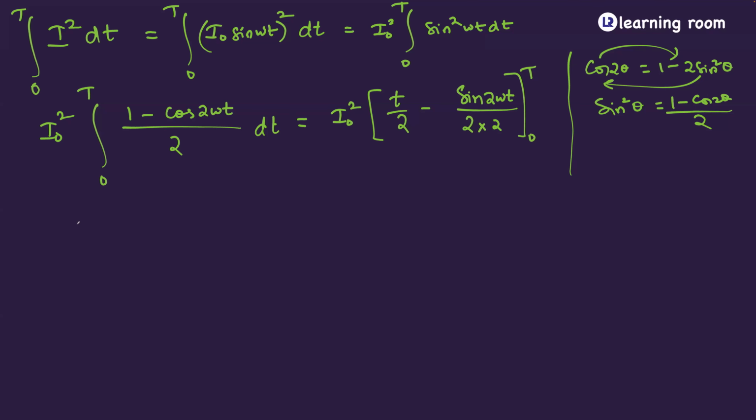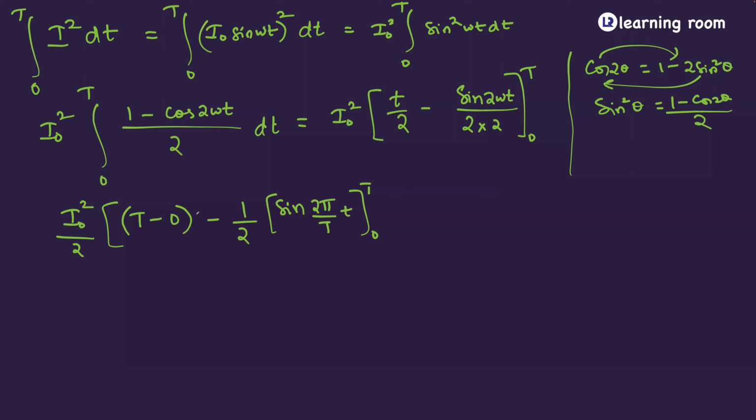Now substitute the limit. I naught square, I'll take the 2 outside. So what am I left with? I'm left with only t here. So when I have small t, substitute the upper limit. It is capital T minus the lower limit, 0. Minus, what am I left with here? 1 by 2 is left because I took only one of the 2's outside. So for sine 2 omega t between 0 to T, what should I write? Sine 2 pi by capital T into t between 0 to T. Am I right?